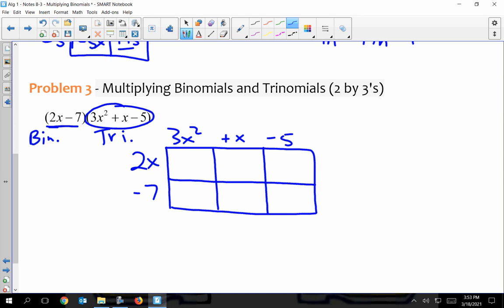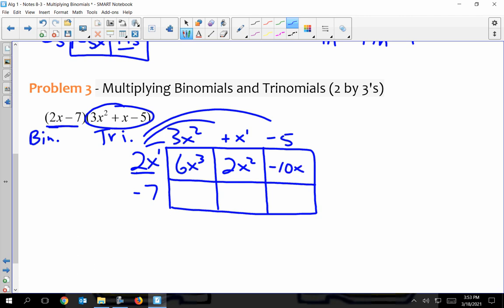You can do this a couple different ways, but I'm going to take this 2x first and multiply it to each of these 3, okay? Coefficients once again are getting multiplied, so 2 times 3 is 6, x to the first times x squared is x to the third. Don't forget those invisible ones. 2x times 1x is 2x squared. And then 2x times a negative 5 is a negative 10 with the x attached.